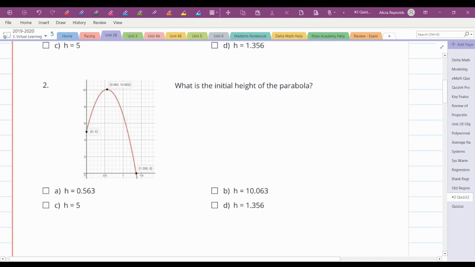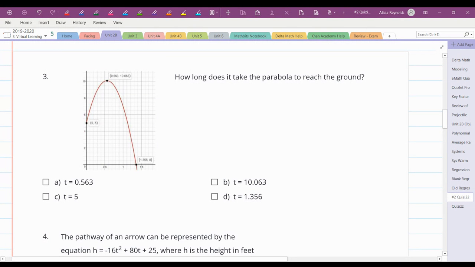Number 2, initial height. We need to understand what the word initial means. Initial means, where does it start? So if I'm looking at the starting point of my parabola, this is going to be the y-intercept. So that's going to be letter C.